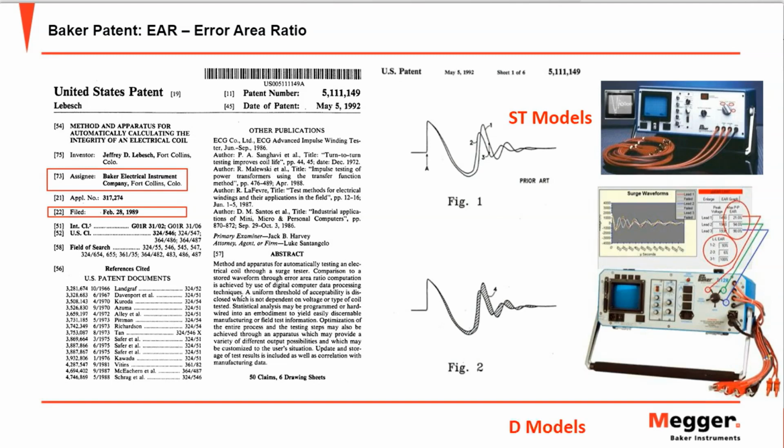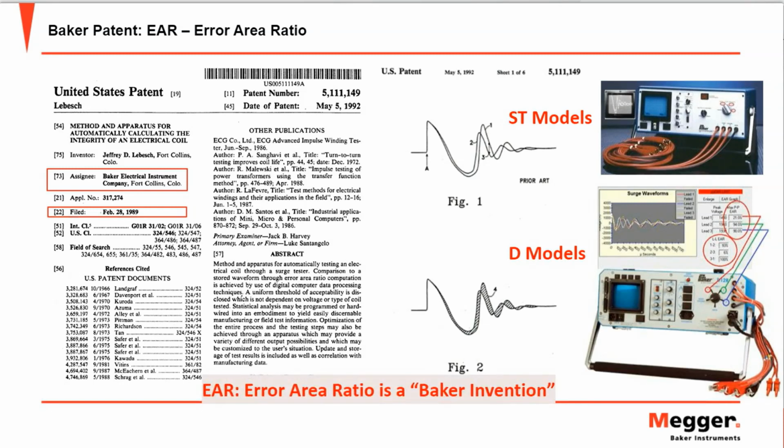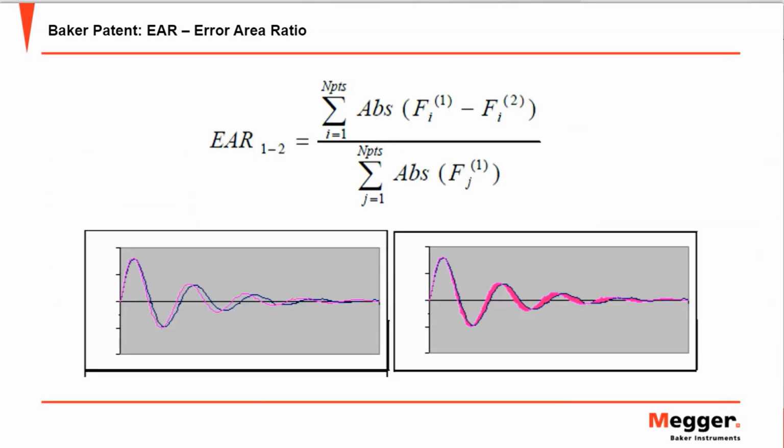It started with the D models and continued through the years. EAR means error area ratio. It's a Baker invention. After this patent was opened, about five years later, most of the other companies tried to copy it, but our software is our software. It's written in the tester, and nobody can duplicate that software because it is our invention. For many of you, this is new information. So this is the EAR, error area ratio.